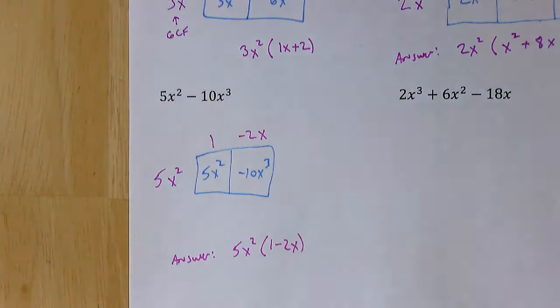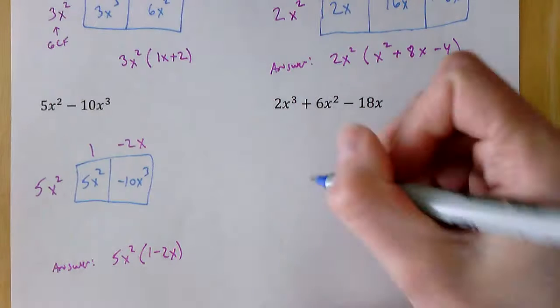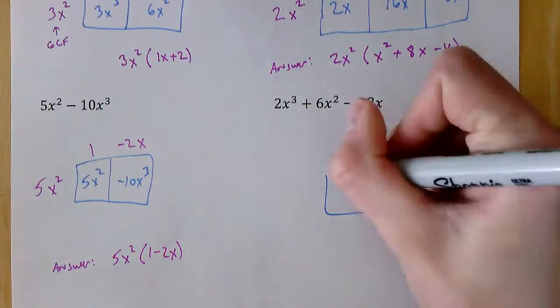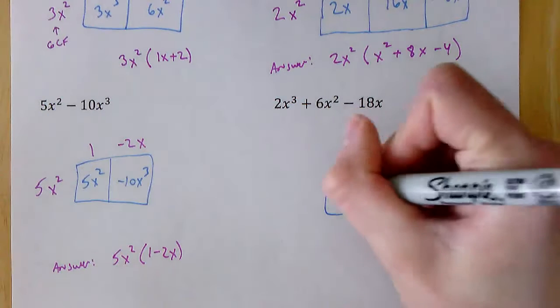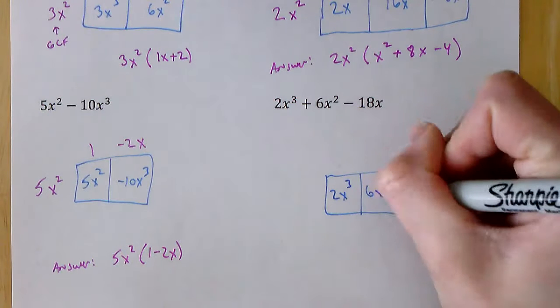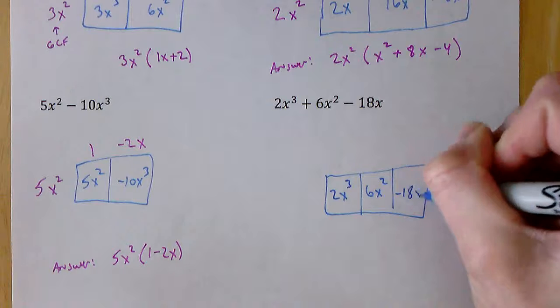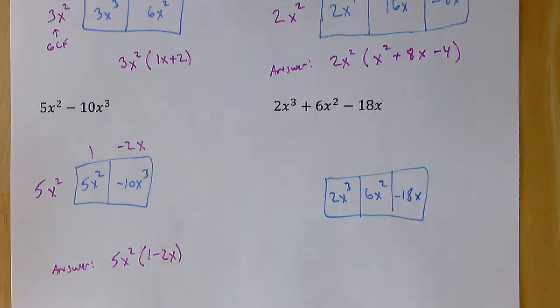All right, and then let's hit this last one here. So again, I'm setting up my box. I need to have 3 sections this time because there's 3 terms in this polynomial. And then I want the biggest number that will evenly go into all of those. So the biggest number that evenly goes into 2 and 6 and -18. And I think that's 2.